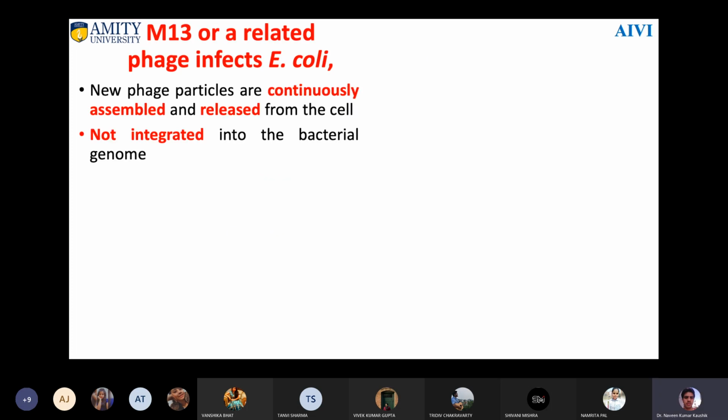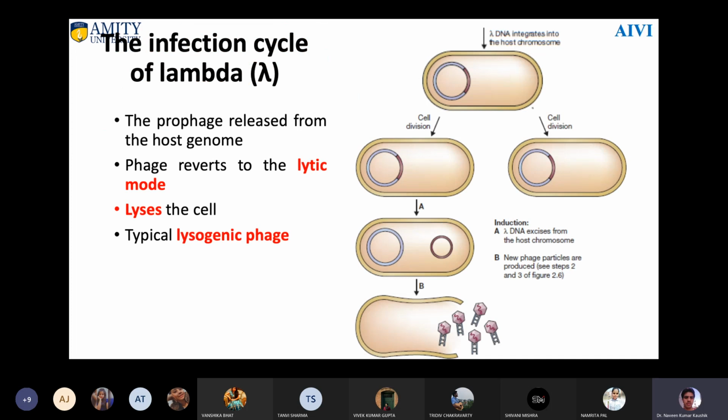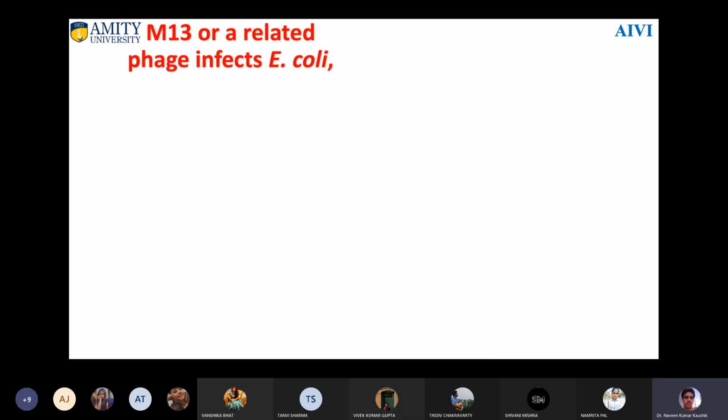Then we moved to another type of virus. At this point we discussed the lambda phage, which is an example of a phage. The lambda phage is a DNA virus, and it infects in the same way as we have discussed. It has both the lytic and the lysogenic life cycle, and in the lysogenic cycle it integrates. Then we come to the next type of bacteriophage, which is M13.